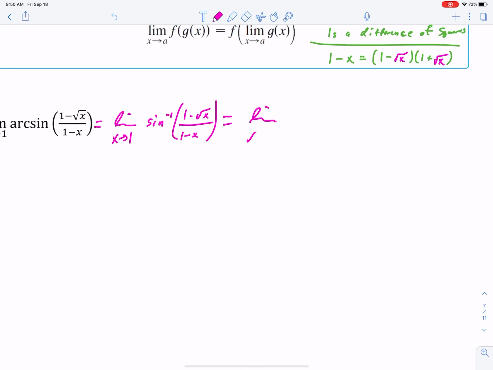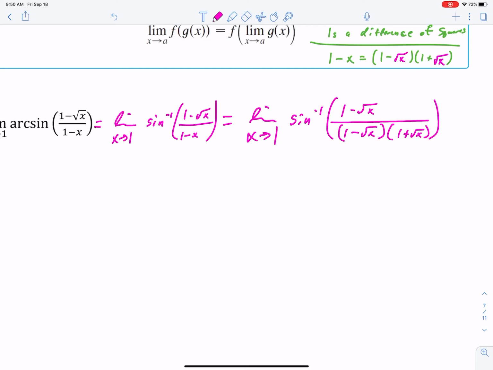So we have the limit as x approaches 1, inverse sine. Now we're going to simplify: 1 minus radical x over 1 minus radical x times 1 plus radical x. These reduce away. Remember, don't say cancel, because cancel means 0. These reduce away.